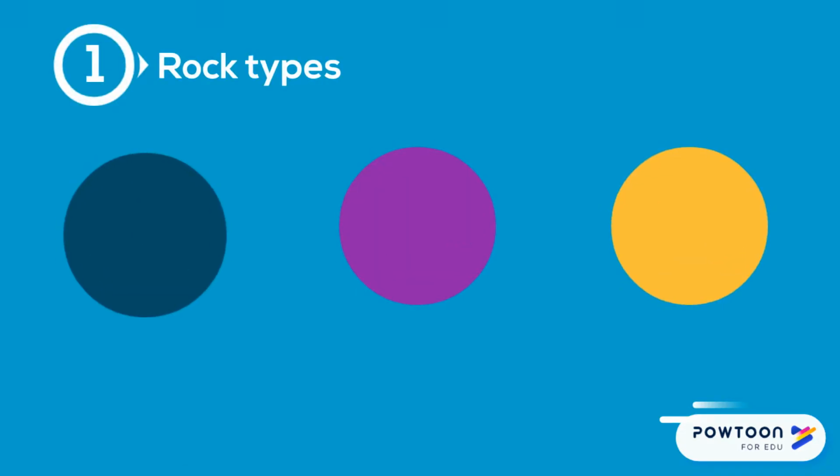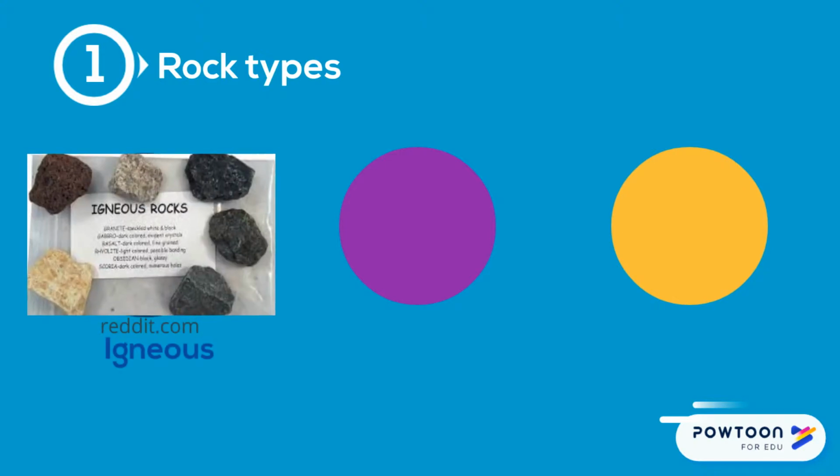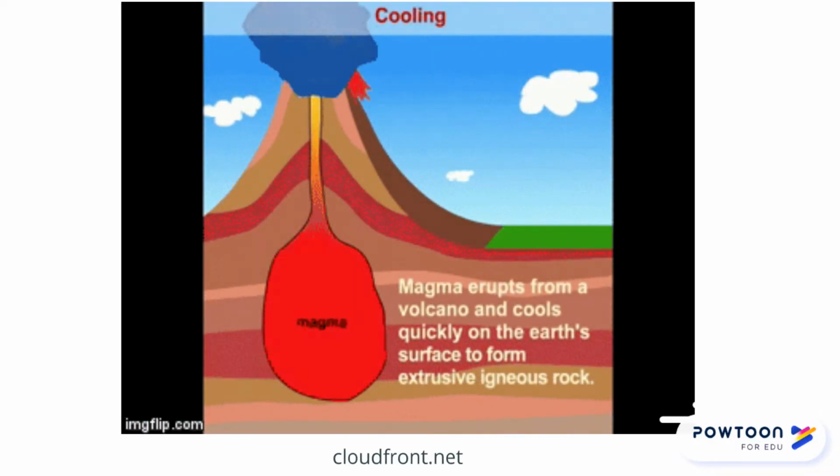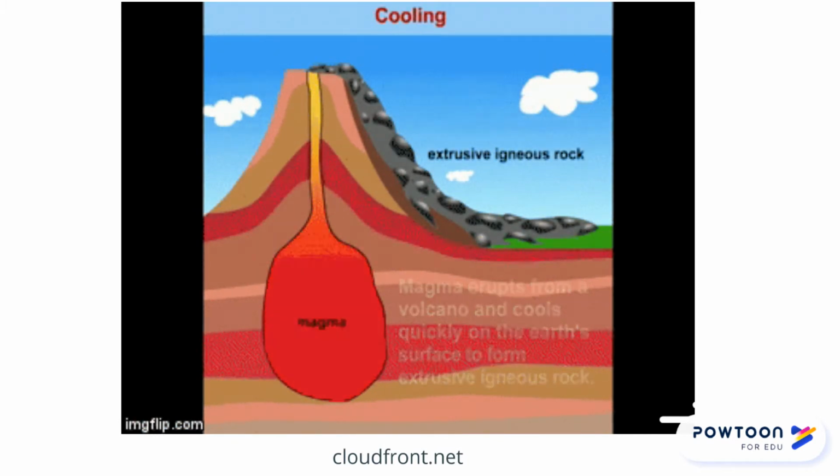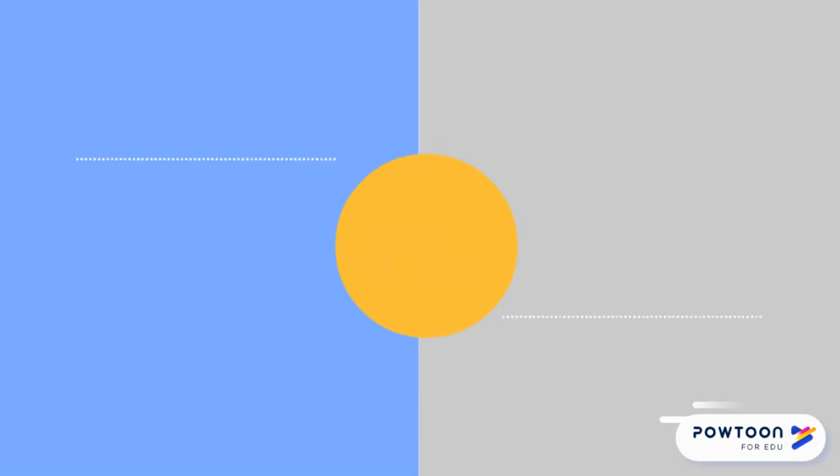All rocks in the world can be divided into three categories. The first category is igneous rocks. Igneous rocks are formed by the cooling of magma from the mantle. The mantle is the section below the Earth's crust and is made up of magma, or molten rock. There are two types of igneous rock.